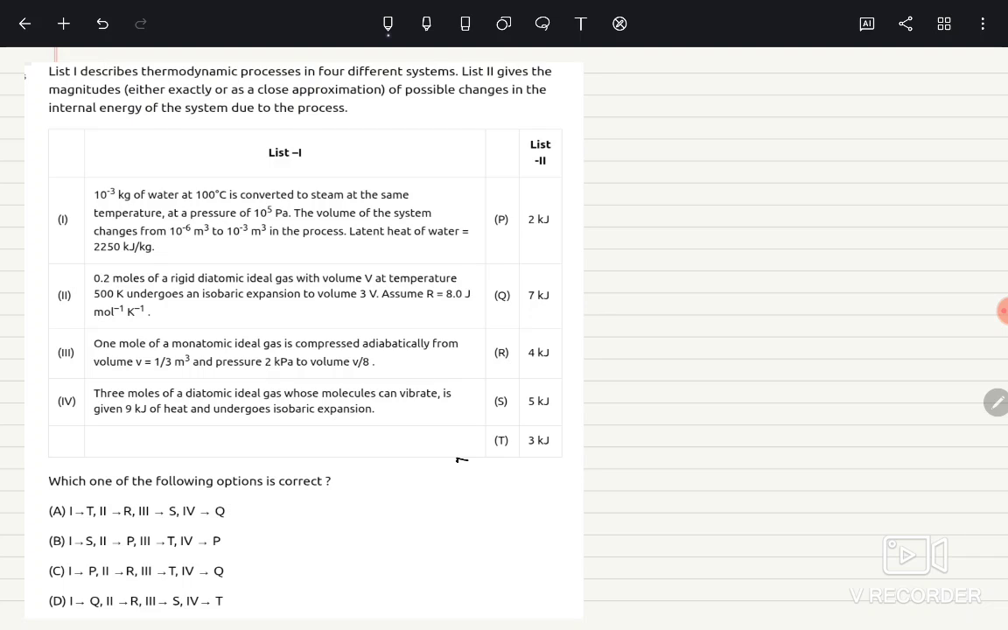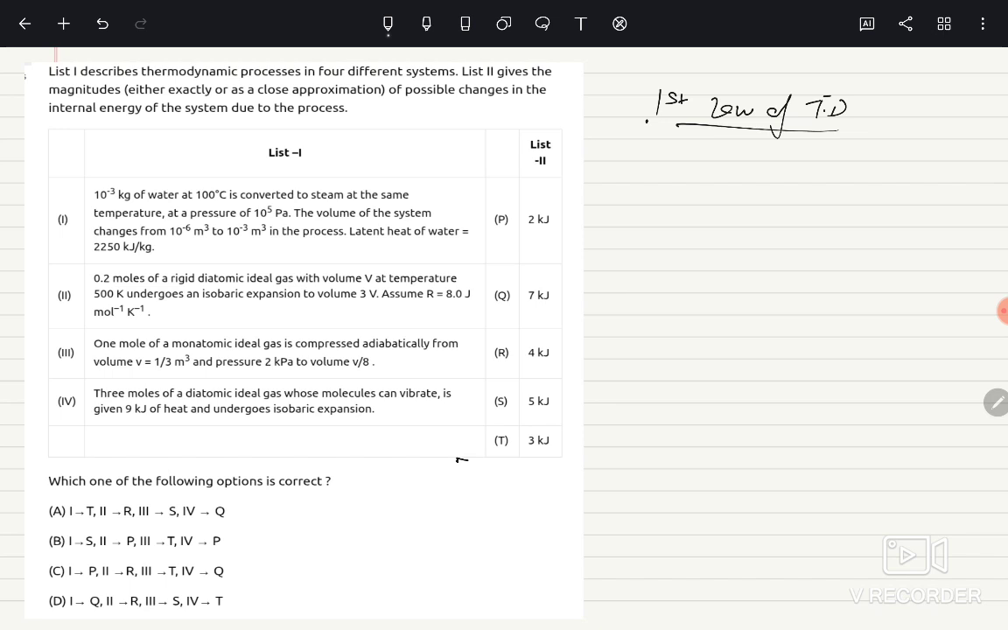in JEE Advanced previous year paper. This question was asked in JEE Advanced in 2013, I think, and it belongs to the first law of thermodynamics. In the previous video we saw a question from JEE Advanced related to work. Now in this video we are going to see a question on the first law of thermodynamics from JEE Advanced.